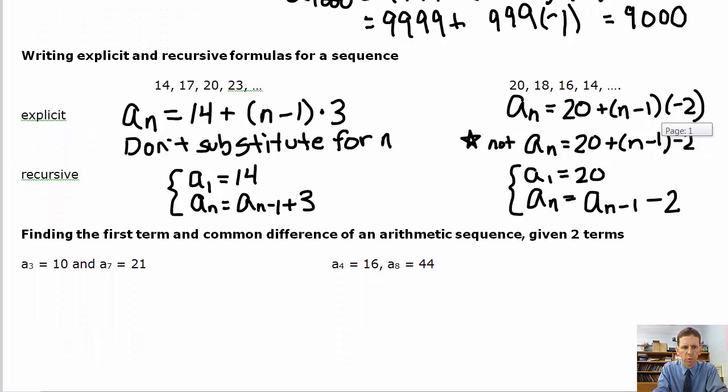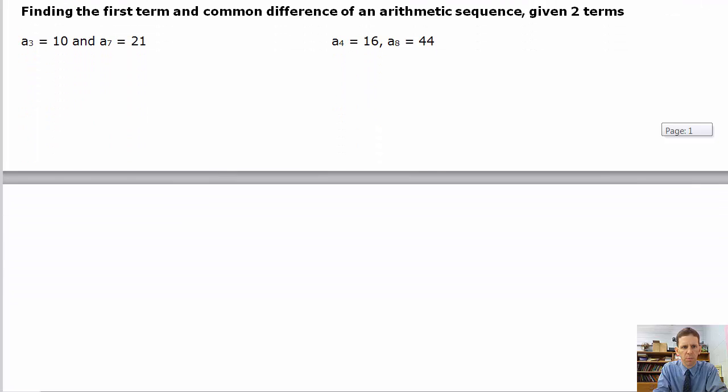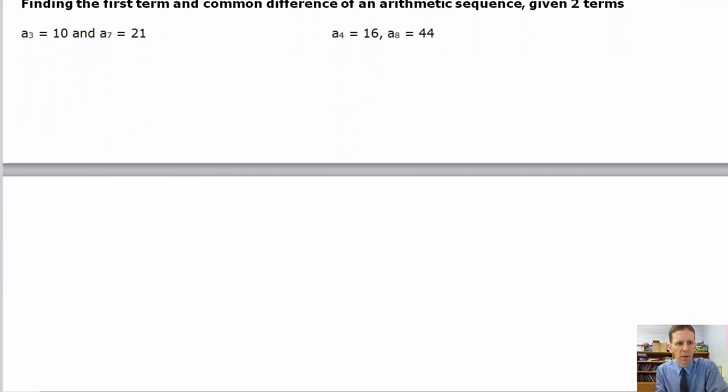Our last thing we're going to do is find the first term and common difference of an arithmetic sequence given two terms. Let's take a look at this first example. A sub 3 equals 10 and a sub 7 equals 11.